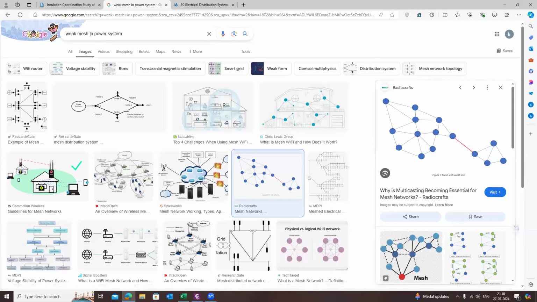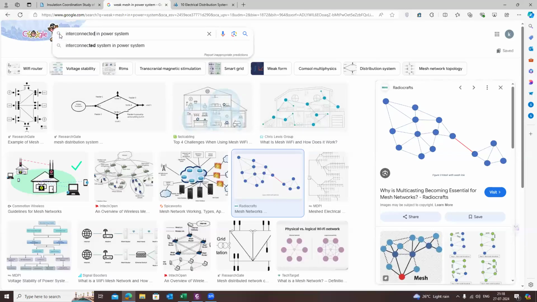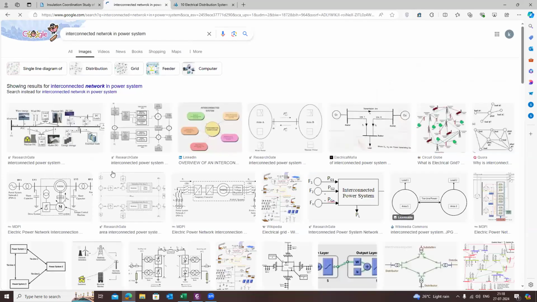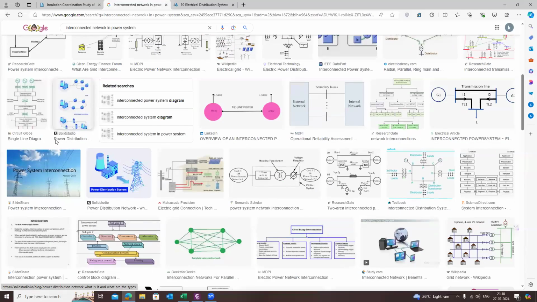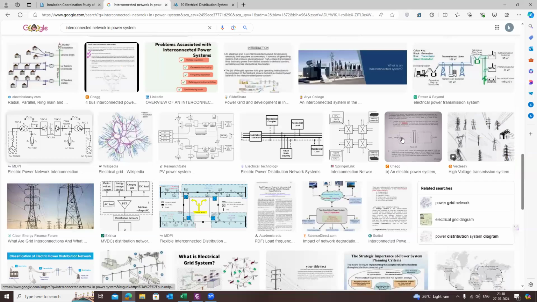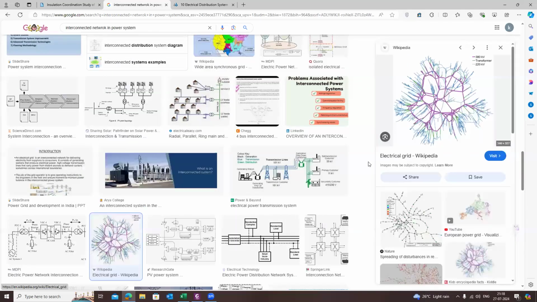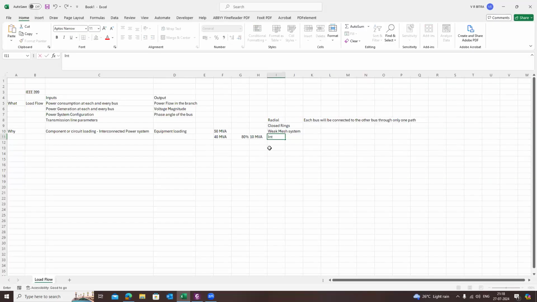And the next one is the interconnected power system. I could not find any images, but it will be something like this. This is just like our country network. So the fourth one is interconnected power systems.